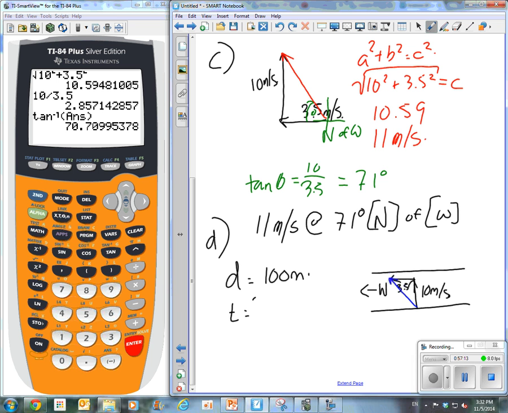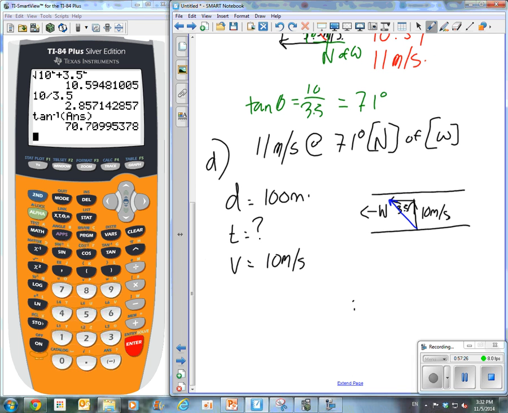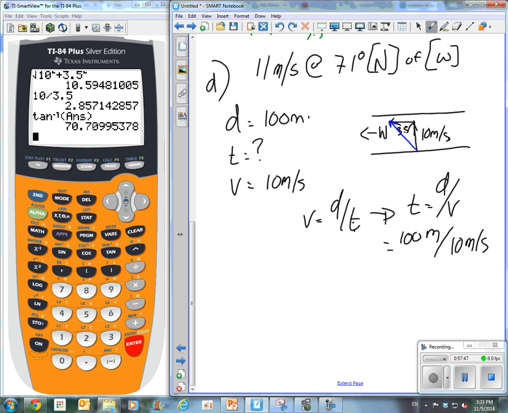The question is asking us for how long, and now we only care about the velocity in that direction, which happens to be 10 meters per second. I know that's kind of confusing, but we really don't care how far downstream, just how far you're traveling in the northern direction. So v equals d over t. If I rearrange this, I get t equals d over v. So this is 100 meters divided by 10 meters per second, and we find that it takes 10 seconds.